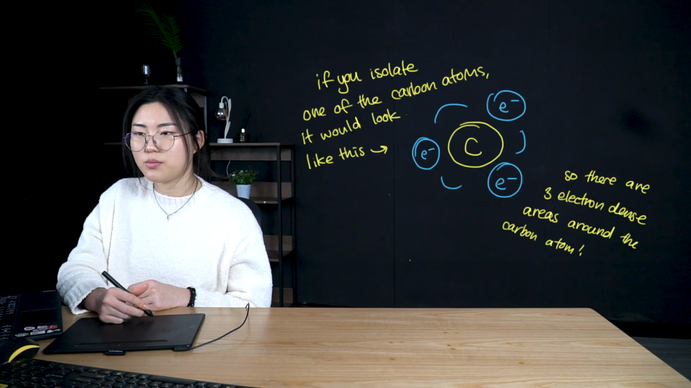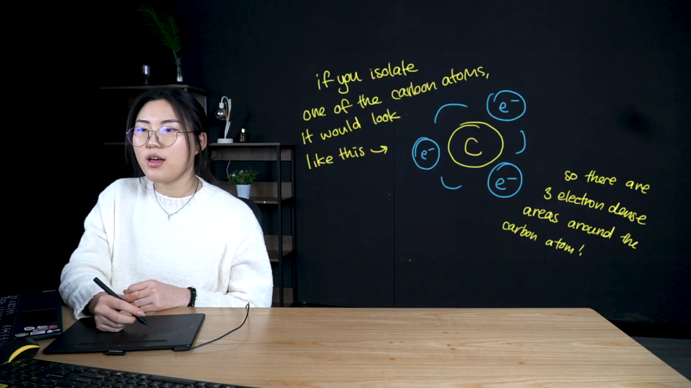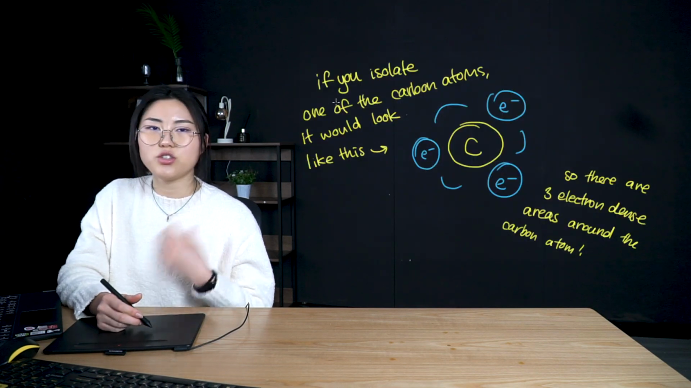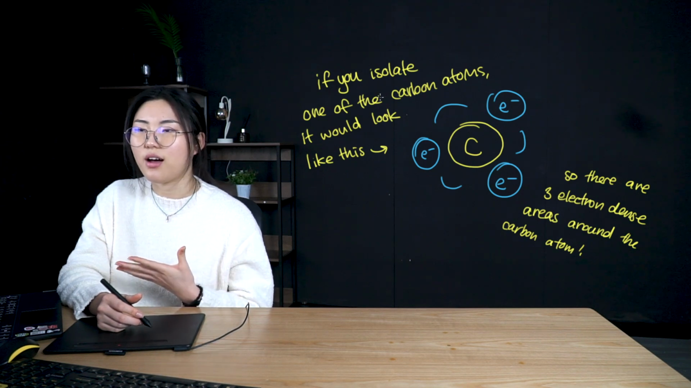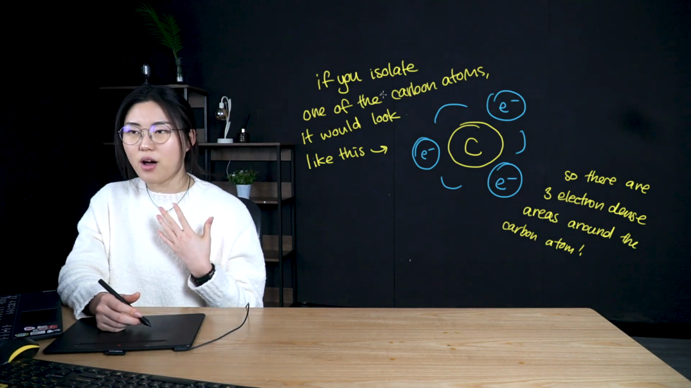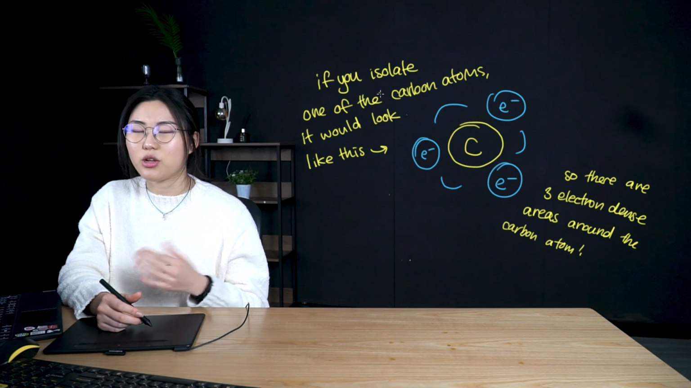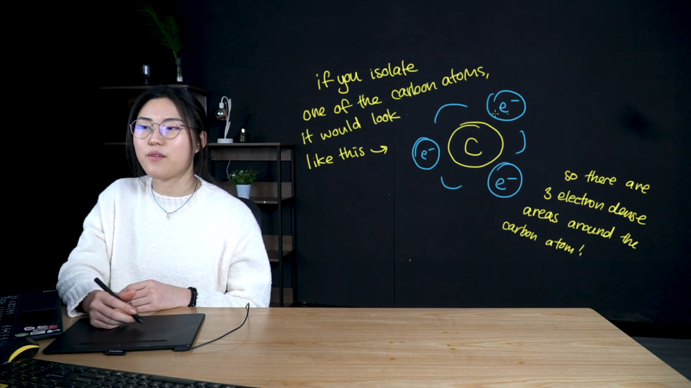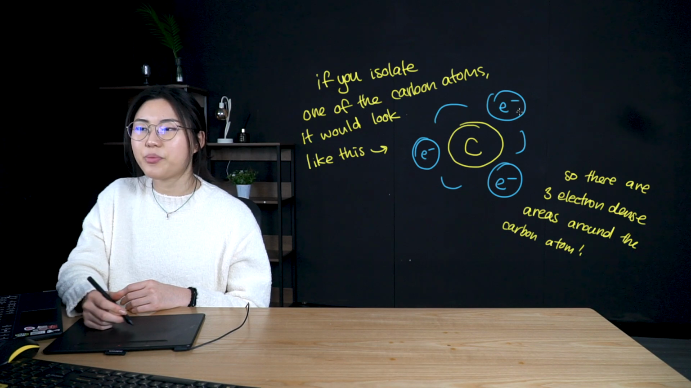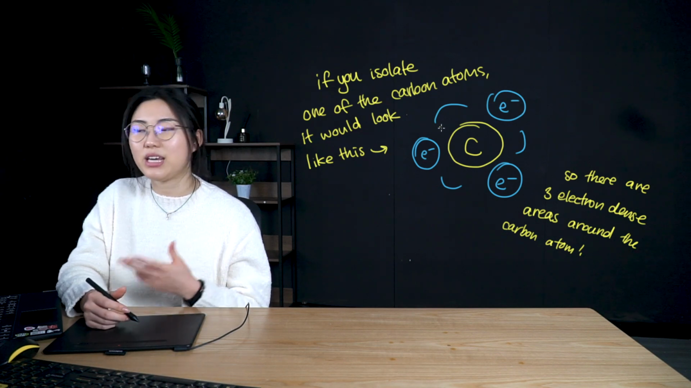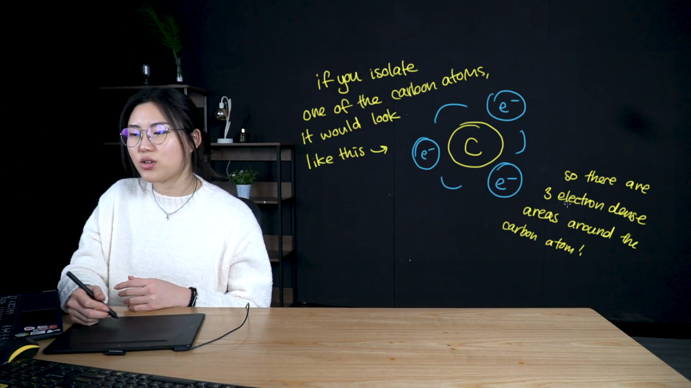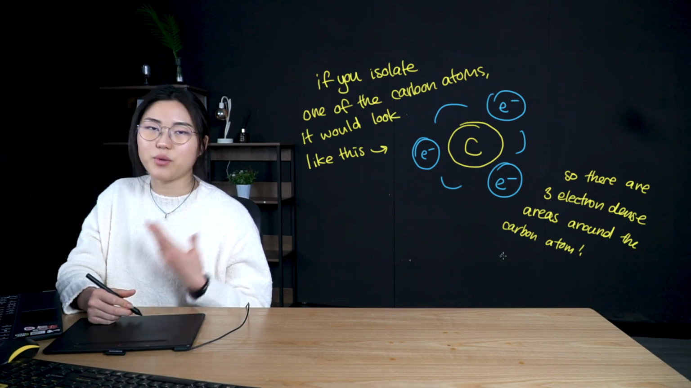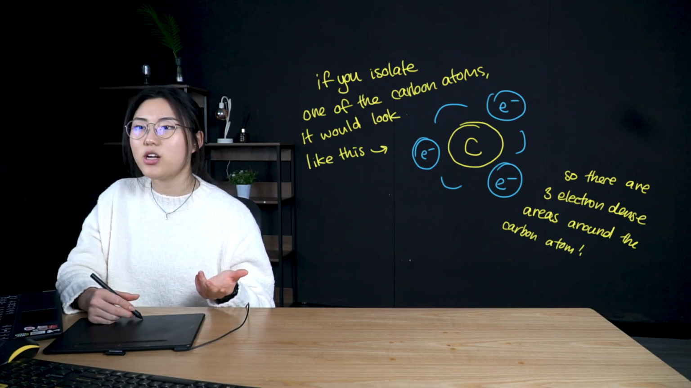Right. Over here, just to make understanding the shape and the bond angle of ethene a little bit easier, if you isolate one of the carbon atoms, it would look like this. So we have 3 electron dense areas being separated equally. So there are 3 electron dense areas around the carbon atom, therefore giving a trigonal planar shape.